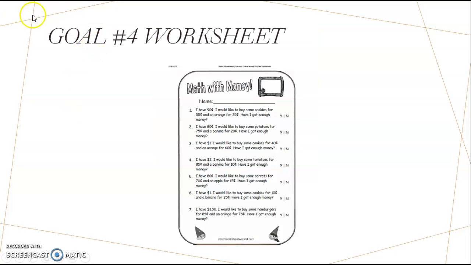And now we will be working on the Goal 4 worksheet. So the worksheet for today is called Math with Money, and the question starts off with, I have 90 cents. So if you have this worksheet, get it out. Also, get out a calculator because you will be needing it for the worksheet, and we will be using it.